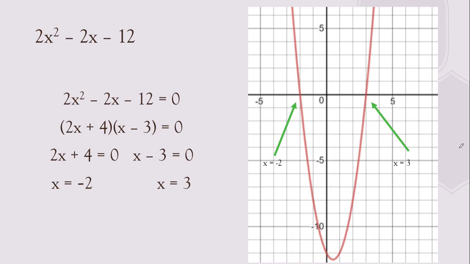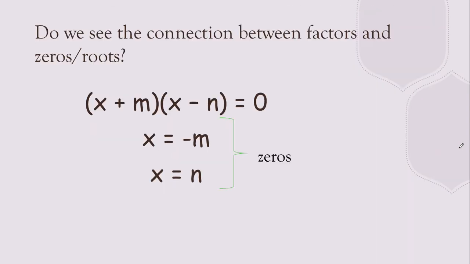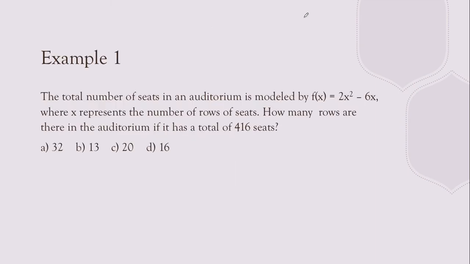We factored it and got those zeros. So here's the thing. Can you make the connection between the factors and the zeros? My factors, I set them equal to 0 because at the x-axis, the y value is 0, and I solve for x to find my zeros. So let's look at some examples.